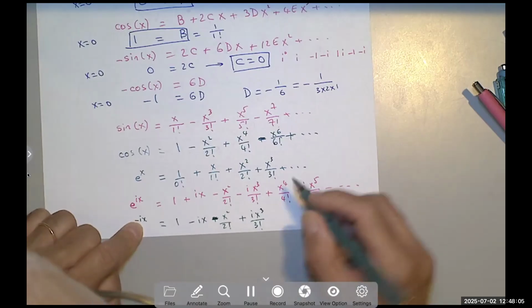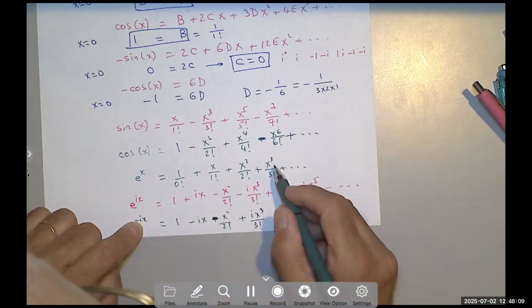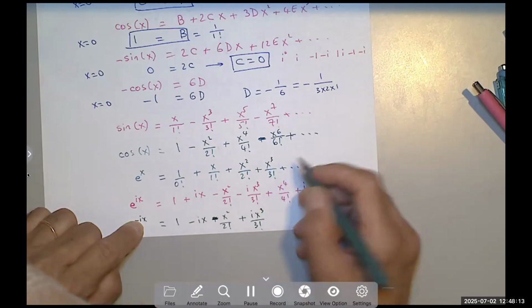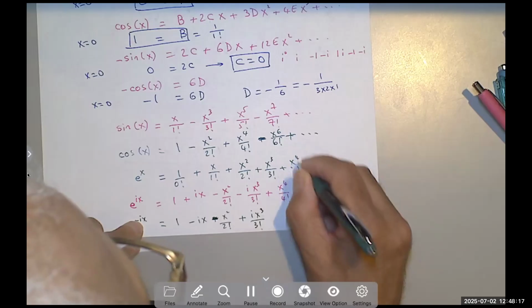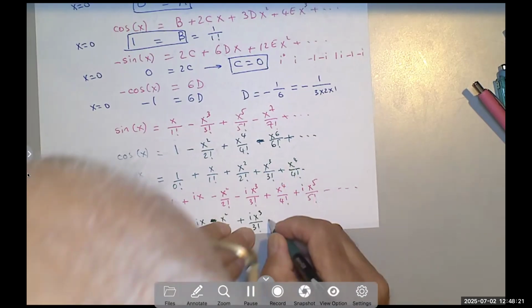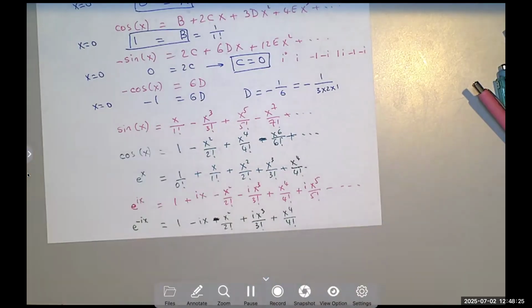And what do I do? The next one, i to the 4th. So if I make that negative i to the 4th power for the next one, which is here, I will get 1. So plus x to the 4 over 4 factorial, and so on and so forth.